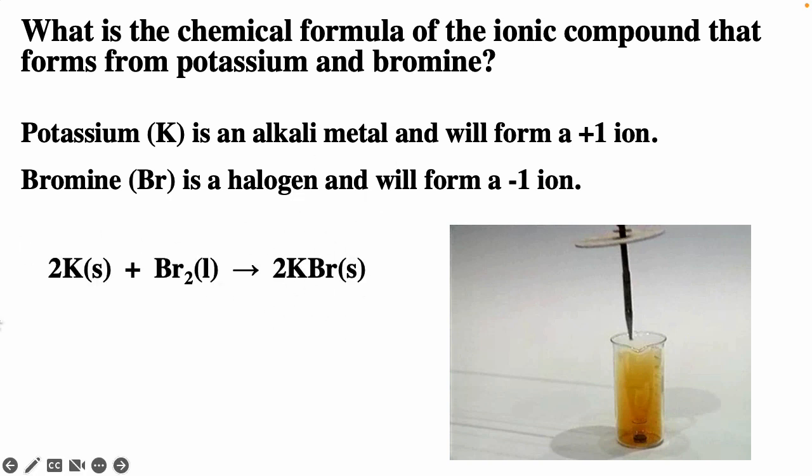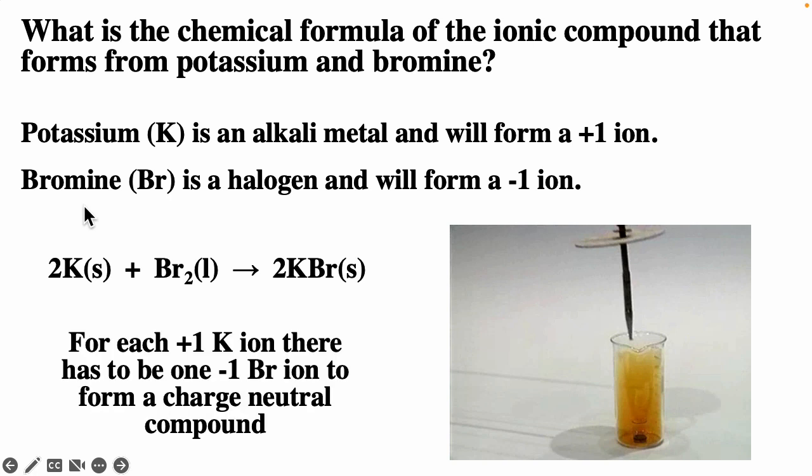Now, if we want to use a reaction to form potassium bromide, we'll start with the bromine liquid, which is a diatomic. And so if we have Br2, we need to put a 2 in front of the potassium. And if we put a 2 there, that means we have 2 potassium. And so for each +1 potassium ion, we need a -1 bromide ion.